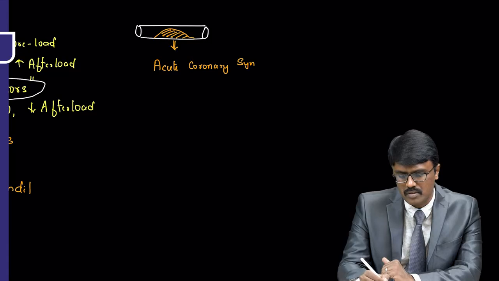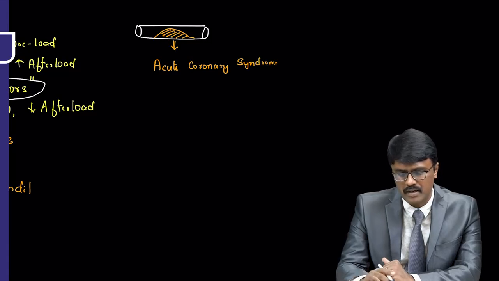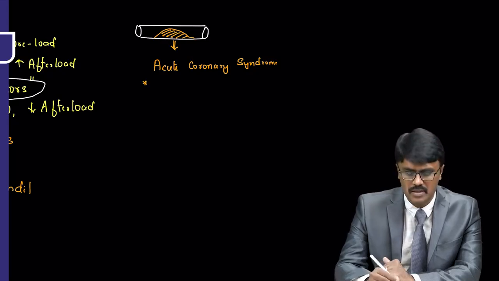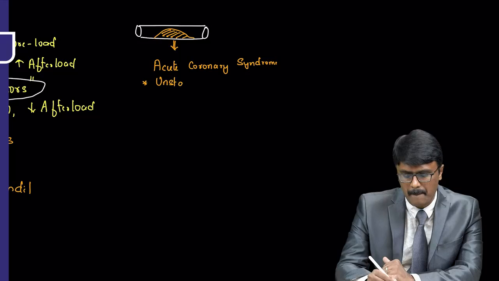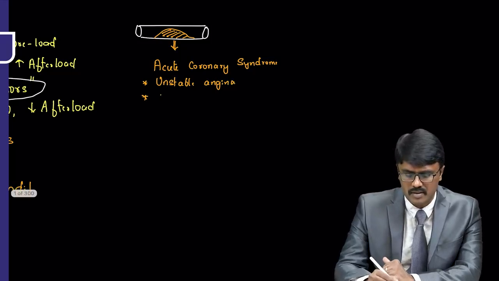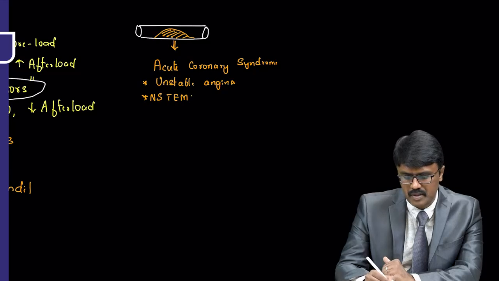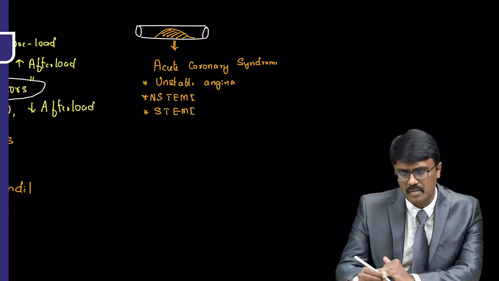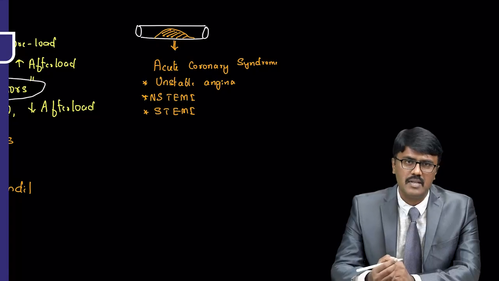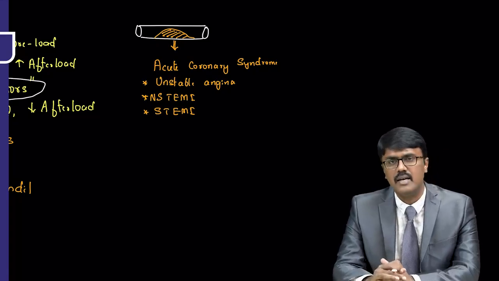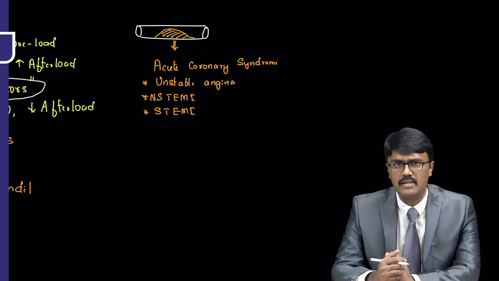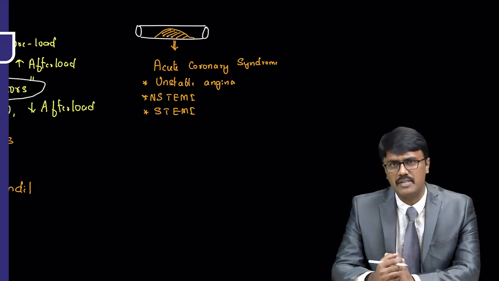Acute coronary syndrome consists of three important complications. One is unstable angina, then another important condition is non-ST elevation MI, and one more condition is ST elevation MI. The patient may lead to this complication and there may be sudden death. That's the reason prophylaxis has to be given with antiplatelet as well as the statin group of drugs.